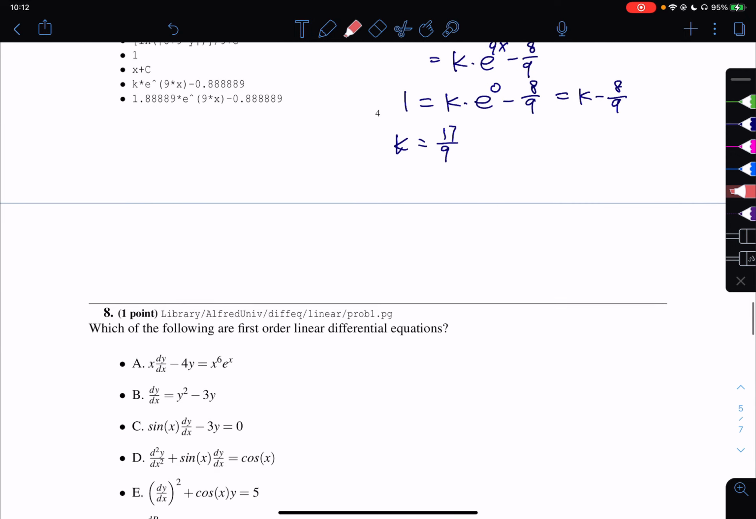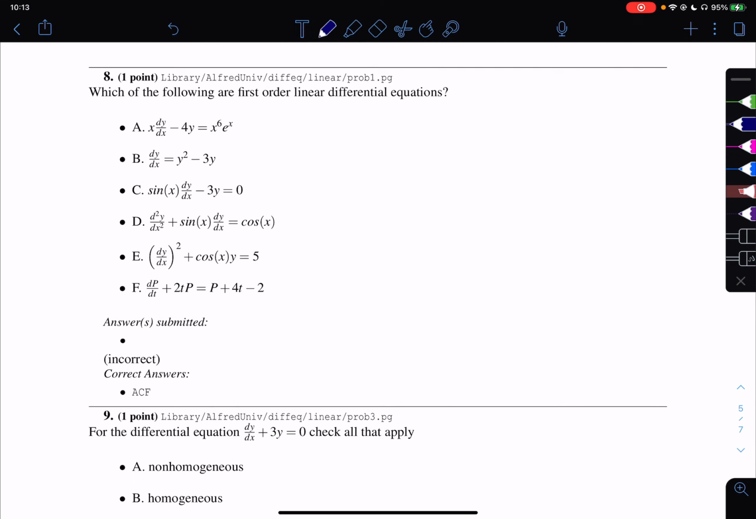Okay, so let's continue with our discussion. We want to find all the first order linear ordinary differential equation.